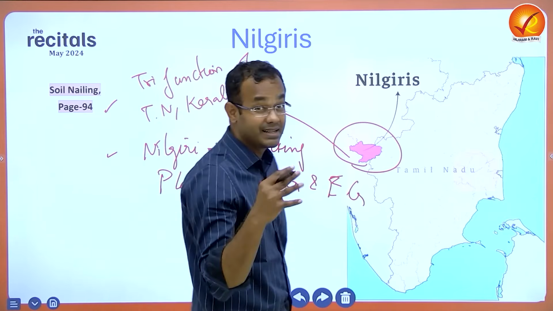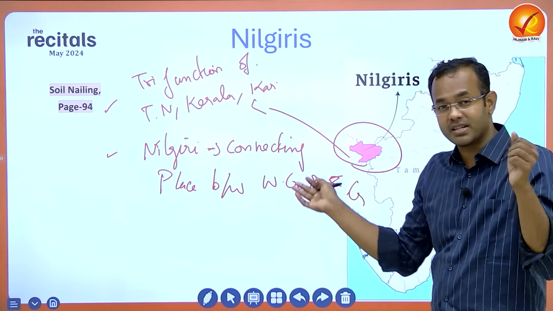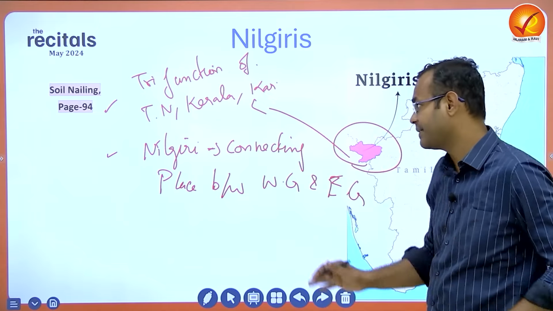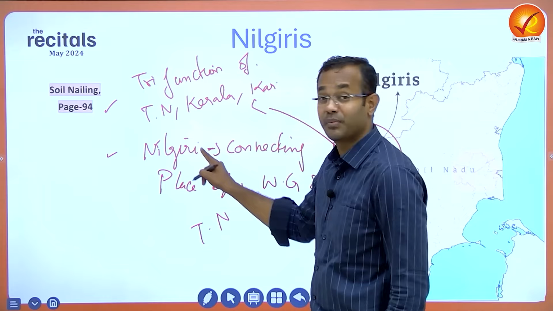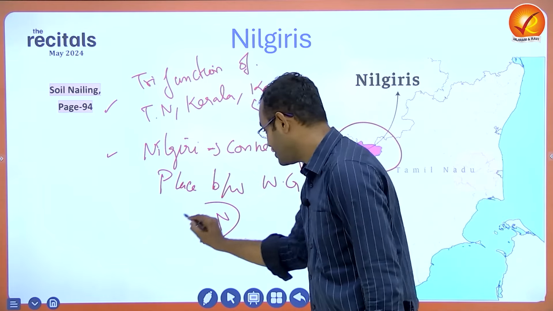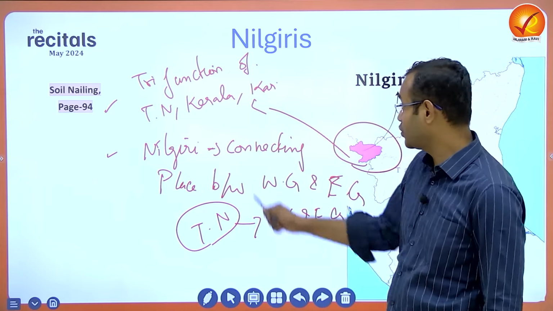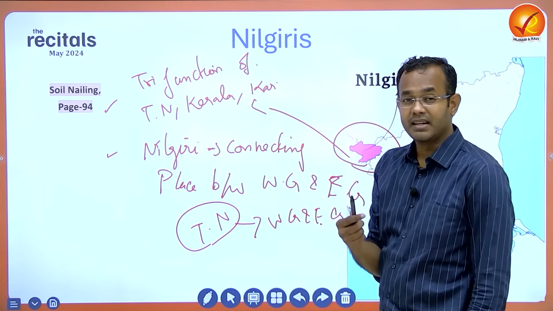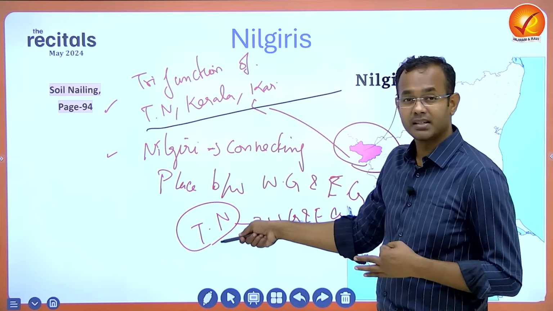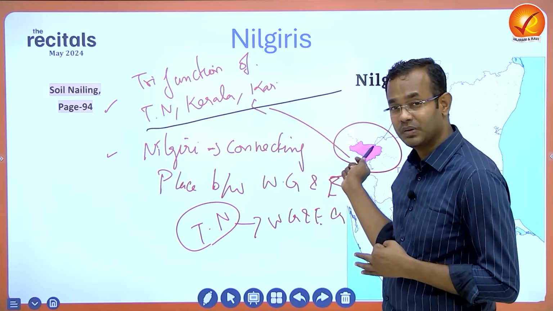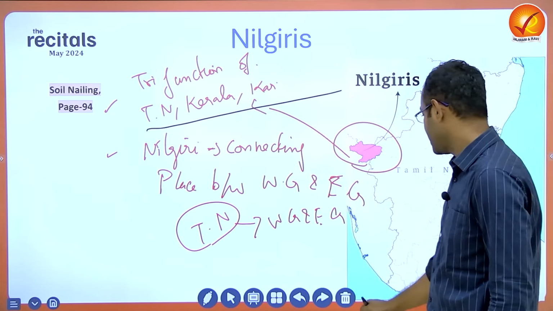When I say Nilgiris, I mean Nilgiris as a region, not as Ooty. In that particular place, the Western Ghats mountains and the Eastern Ghats mountains intersect with each other. That's one of the most important points. And that intersecting point is present in Tamil Nadu. So, Tamil Nadu is the only state which has both Western Ghats and Eastern Ghats. Not to confuse: Nilgiris is a tri-junction of Kerala, Karnataka and Tamil Nadu. The second point is different. In Tamil Nadu, Nilgiris interconnects the Western Ghats and Eastern Ghats. Tamil Nadu is the only place where Western Ghats and Eastern Ghats connect with each other.